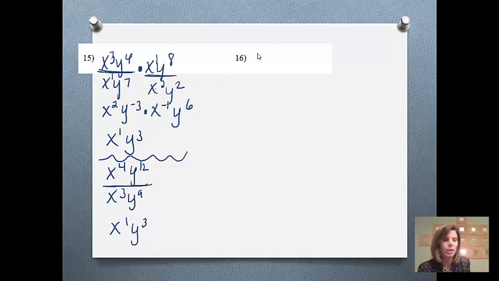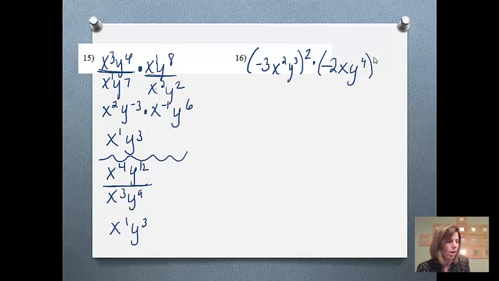All right, let's try to tackle one more here. Negative 3 x to the 2nd, y cubed, all raised to the 2nd power, and then times negative 2 x, y to the 4th, all raised to the 3rd power. Okay, first thing that we want to do, if anything is missing an exponent, let's put a 1 on it. Now we're going to start with the parentheses separately. Okay, we're going to do some multiplying. Whoops, these ones need 1s on them as well.